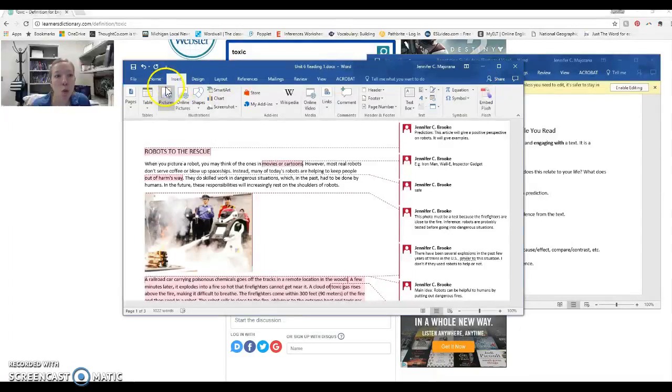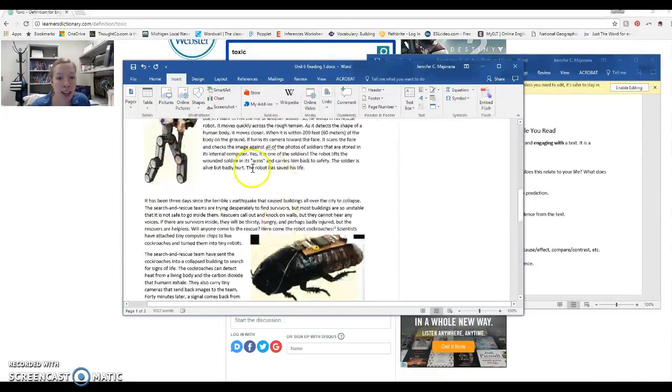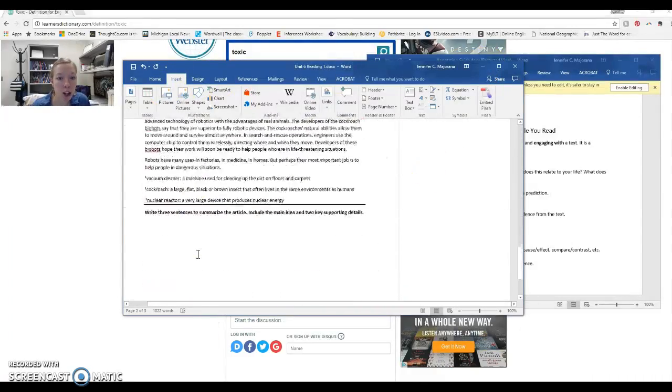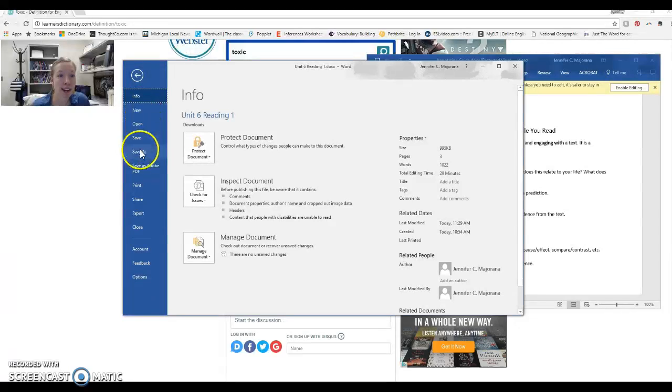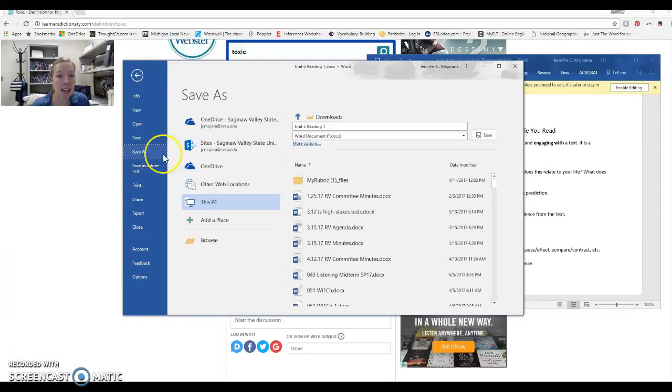Okay, so when I'm done, after I read everything and I annotate this entire article, down here, I'm going to write a summary of the article. 3 sentences, okay, main idea and 2 key supporting details. Remember not to copy straight from the article, okay? So write your summary here, and then when you're done with your summary, File, Save As, okay, and you can save it in your M drive.